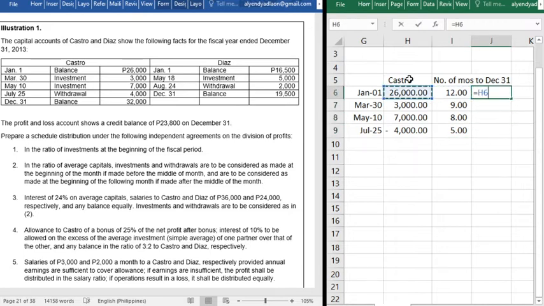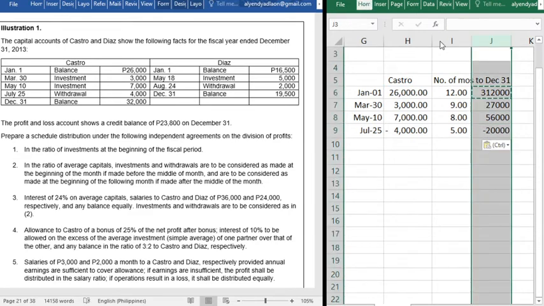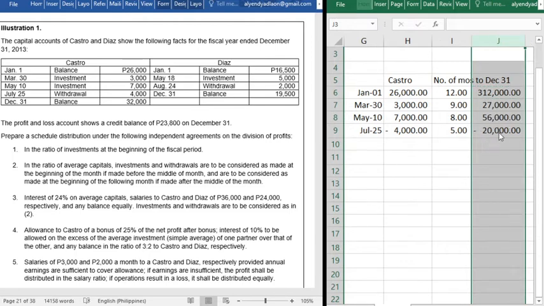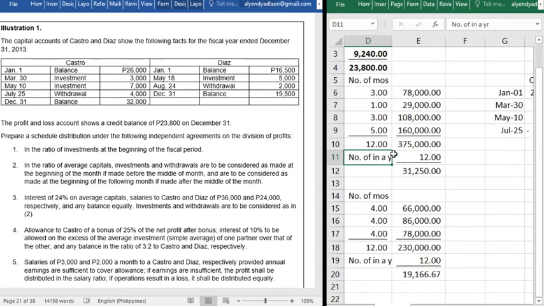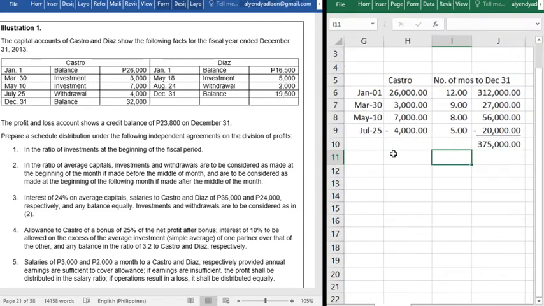Then, same method, we will have to multiply each, and then compute for this sum. Alright, so the total here is 375,000 and then divide by 12, just like what we did before. So 375 divided by 12, that is still 31,250. So it is just the same.